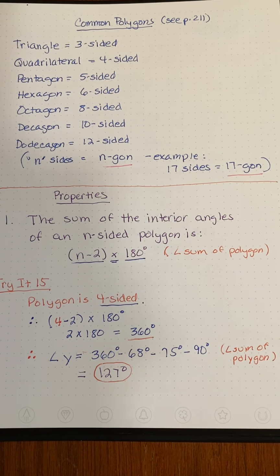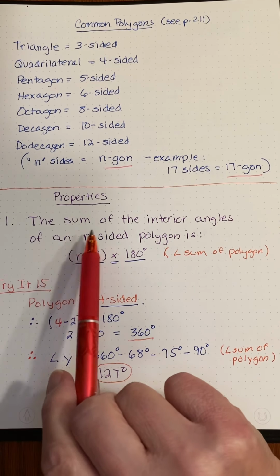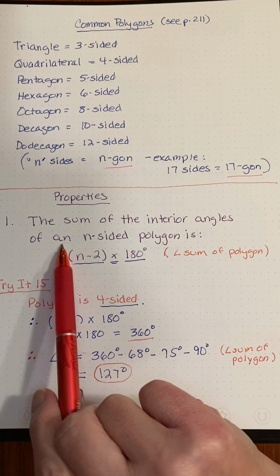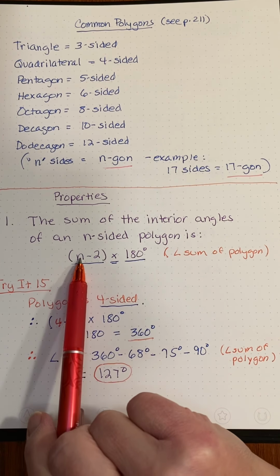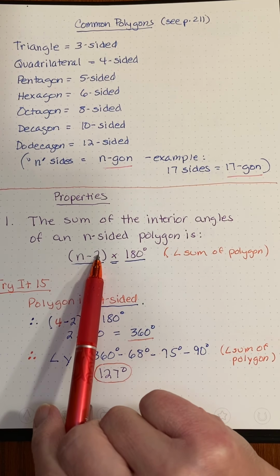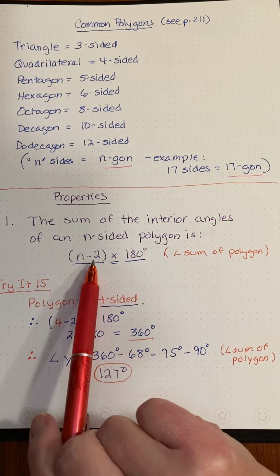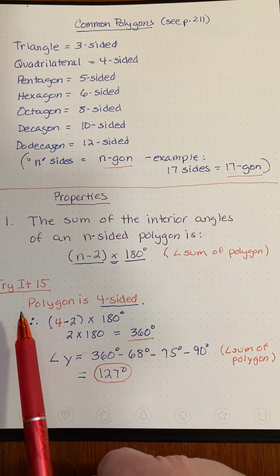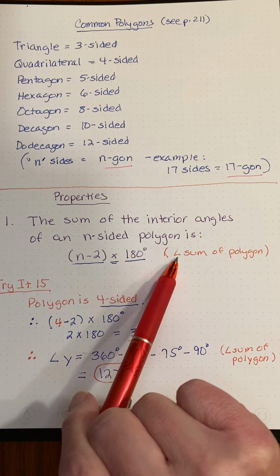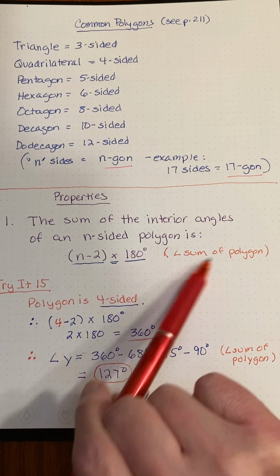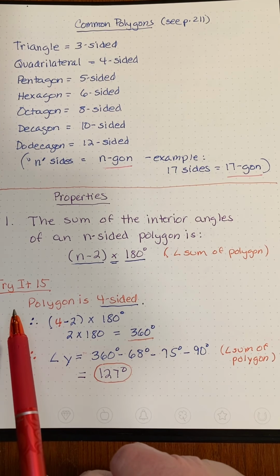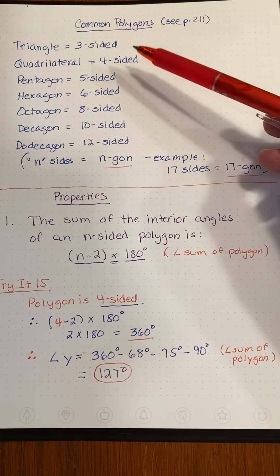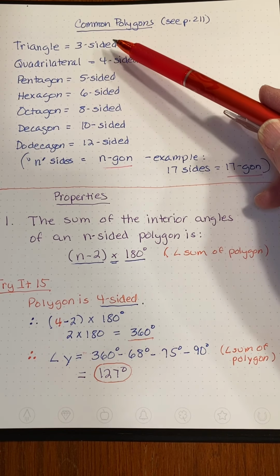So moving on, we're going to go to the first property of common polygons, and you find that on 213. Basically, the sum of the interior angles of an n-sided polygon is this. You take the number of sides, which is n, you subtract 2, and then you multiply that number by 180 degrees, and that gives us the angle sum of whatever polygon it is, no matter how many sides.